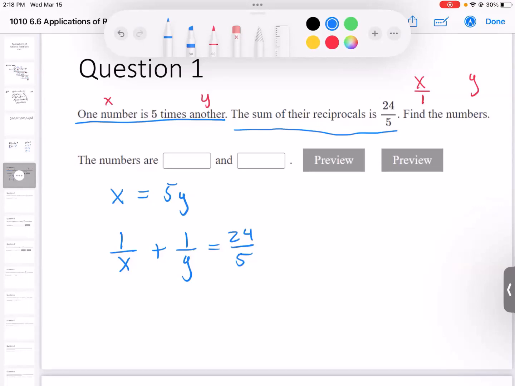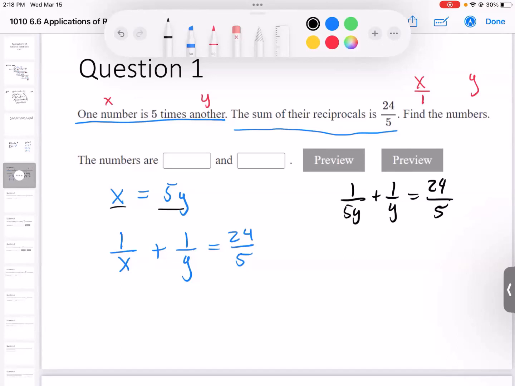Now, this isn't going to necessarily be super helpful the way that it's written right now for finding X and Y because both of these equations have 2 variables in them. So an easier way to think about this would be to say, okay, well, if X equals 5Y, then I could rewrite this other equation as 1 over 5Y plus 1 over Y equals that fraction. Because if X equals 5Y, then I can just replace the X with a 5Y.